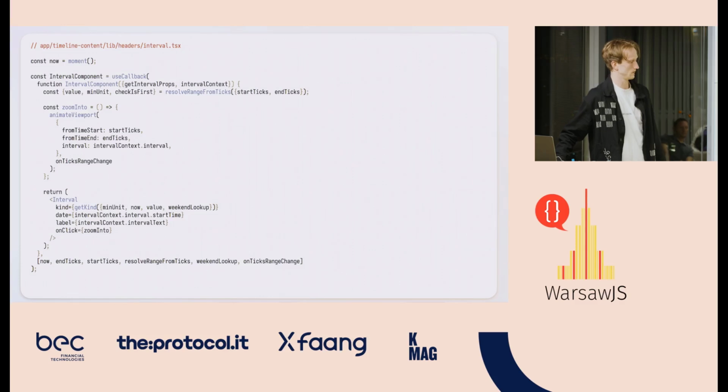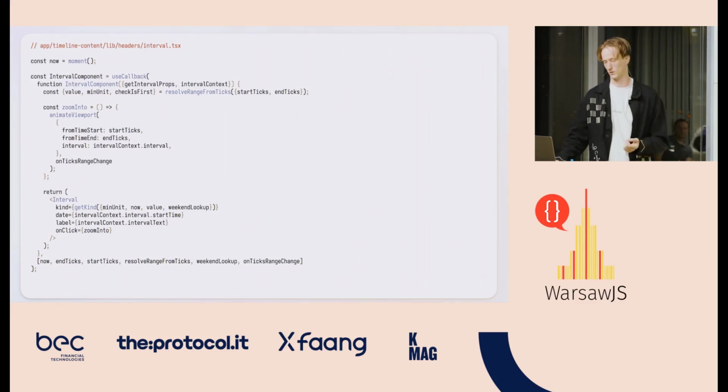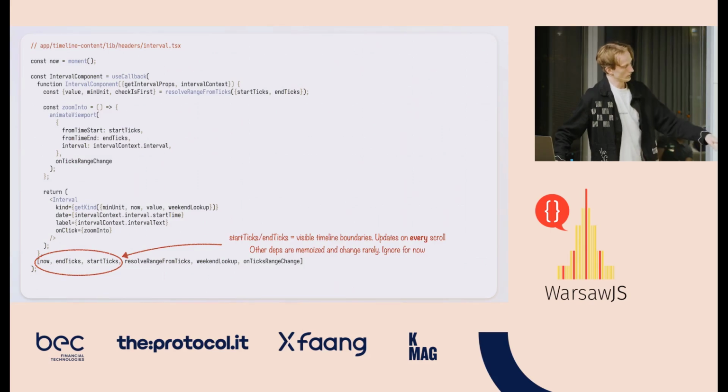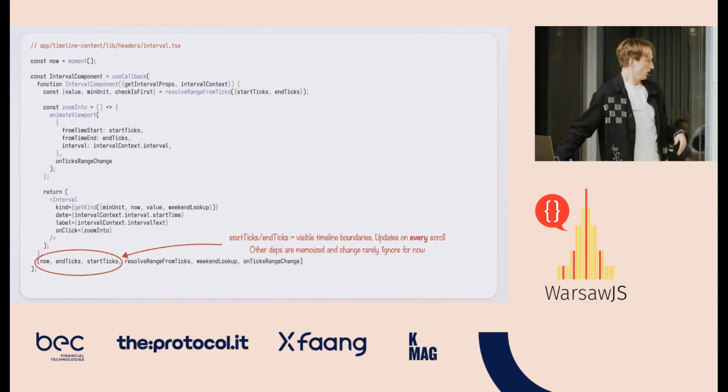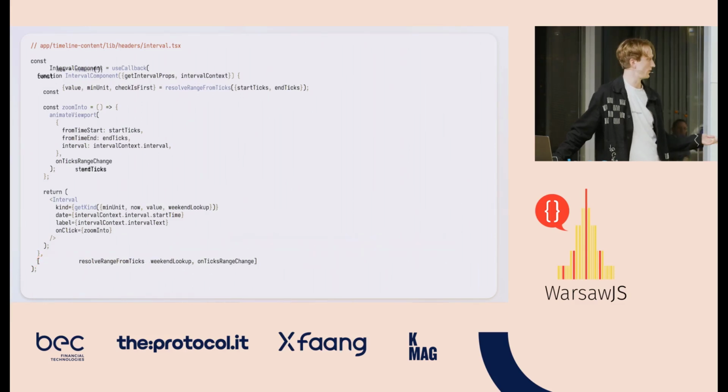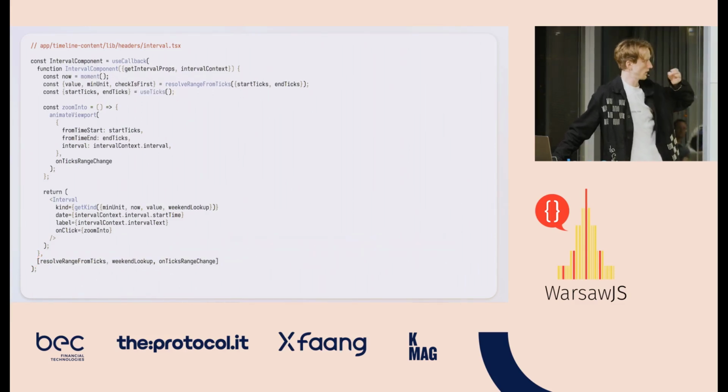startTicks and endTicks are basically the boundaries of our visible canvas. So yeah, they indeed update on every scroll event. We can ignore the rest for now. They were memoized, so not interesting. How can we fix this? First, the most simple solution is to just move it inside the component and read those values from our state manager or from React context.